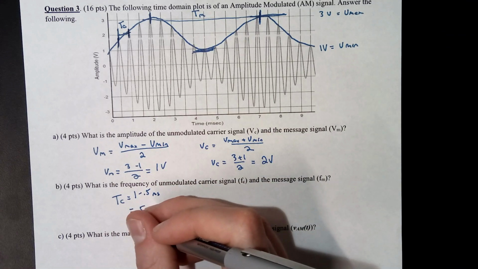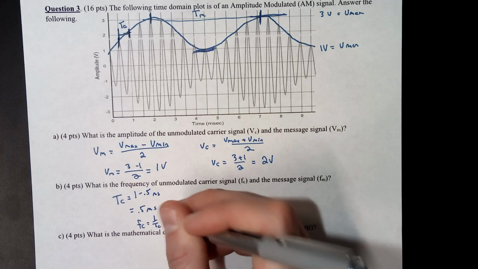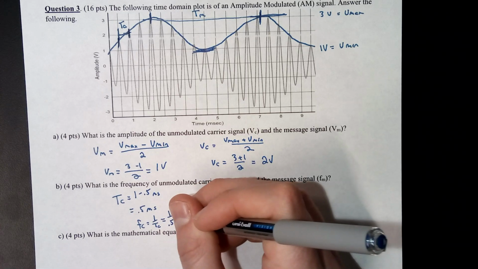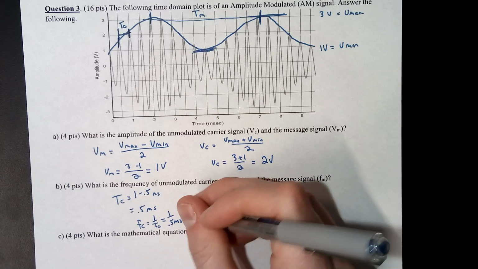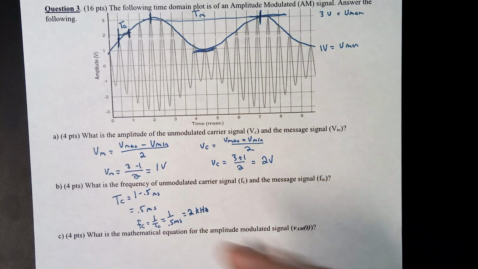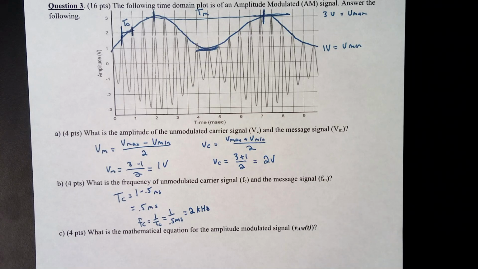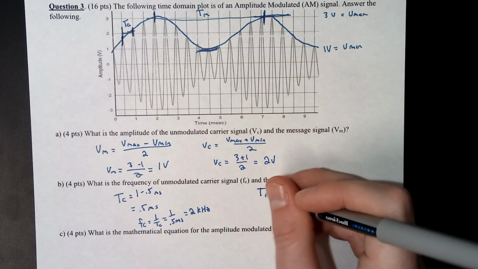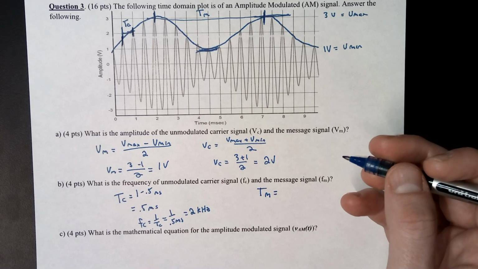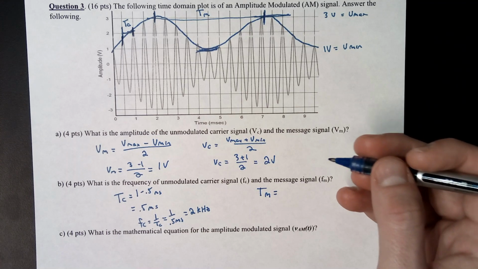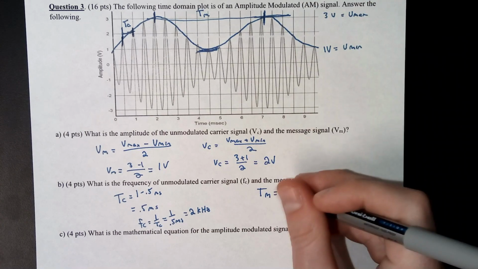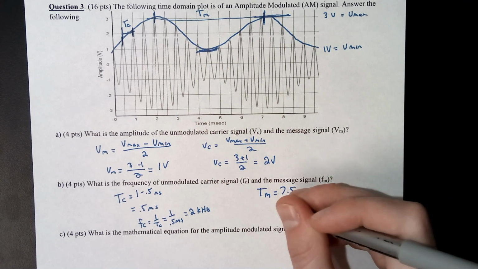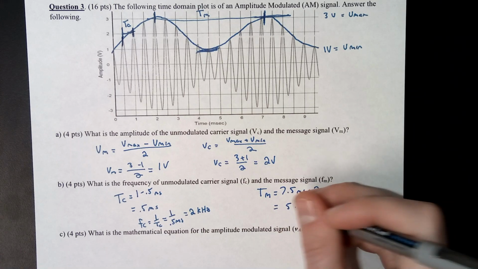Then we're going to do Fc equals 1 over Tc. 1 over the period is the frequency. So 1 over 0.5 ms should come out to 2 kilohertz, which makes sense: half a millisecond, it happens 2,000 times per second. Then we're doing the same thing for Fm. Tm is going to be roughly, and this may not come out to exactly what they have on the sheet, something like 7.5 ms minus 2 ms, and so I would have 5.5 ms.